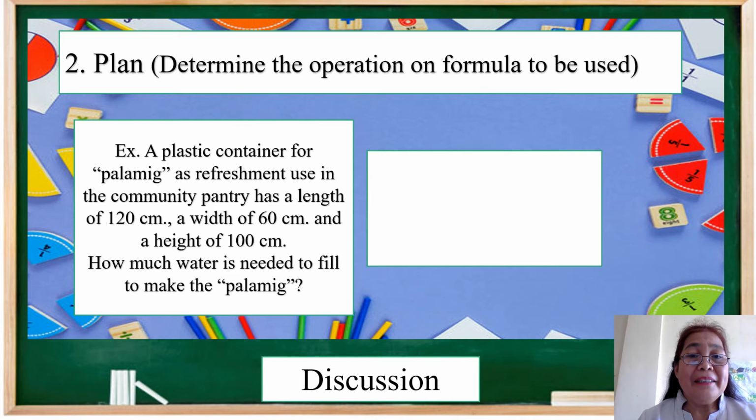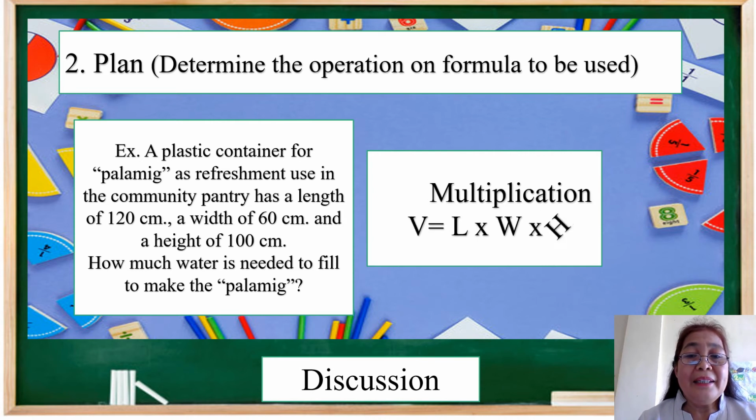The second step is plan. Let's determine the operation or formula to be used. How do we get the answer? The operation we need to do is multiplication, as indicated in the formula: V is equal to L times W times height. Okay, check.